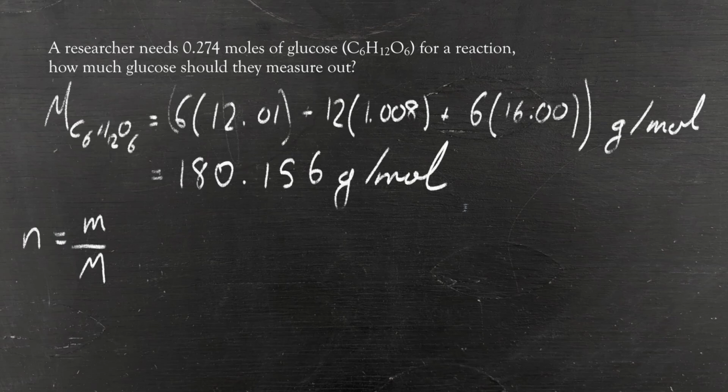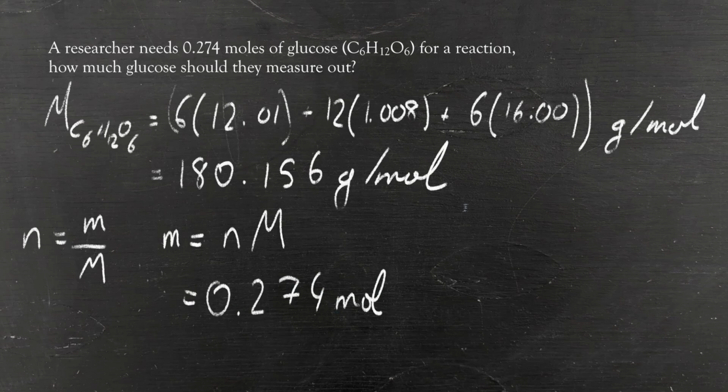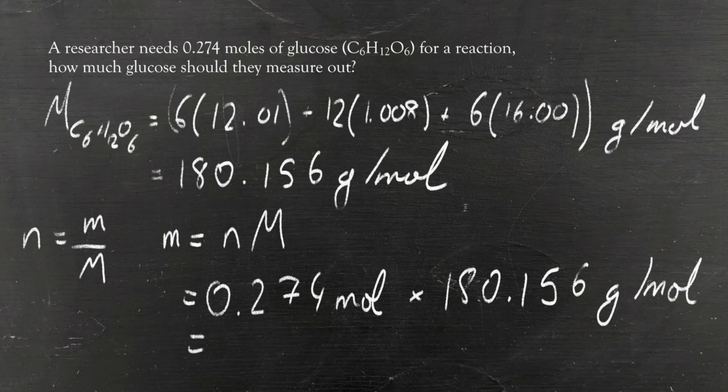We mentioned before that moles is equal to mass over molar mass. We can also rearrange this equation to say that the mass must be equal to the moles multiplied by the molar mass. We were informed that the researcher needed 0.274 moles, and we just calculated that the molar mass is 180.156 grams per mole. Multiplying these two values together, we find that the researcher should measure out 49.4 grams of glucose. And if you look at the units there, you can see that the moles and the per mole will cancel, leaving us with just grams.